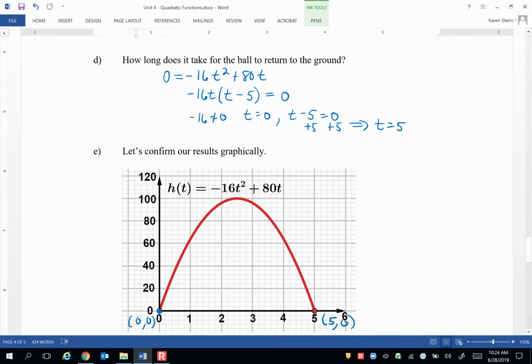0 again. Now from parts B and C from the previous video, remember we found the maximum height happened at 2.5 seconds. And that height was 100 feet. And then from part A, we just plugged in time of 4 and we found that the height was 64 feet. So at 4 seconds, the height was at 64 feet in the air.